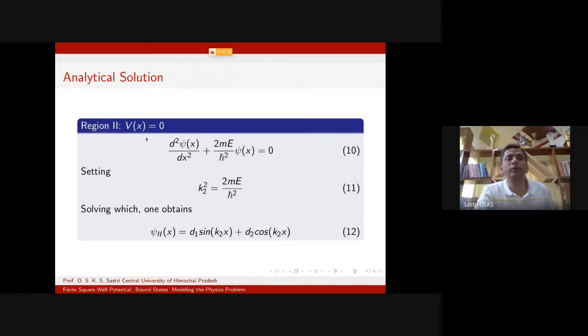And in region 2, V of x is 0. So it is simply the same thing as the particle in a 1D box that we have solved before. So K2 squared is 2mE by h cross squared, and psi2 can be written as D1 sin K2x plus D2 cos K2x. Till here, I think everybody knows the physics that we are discussing.